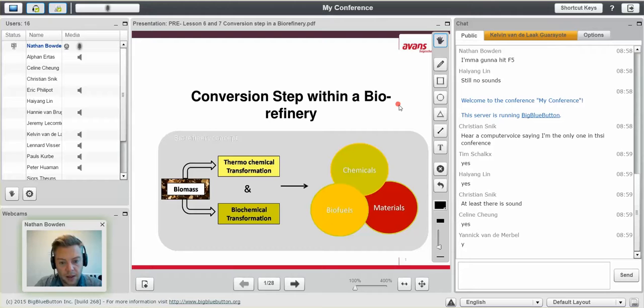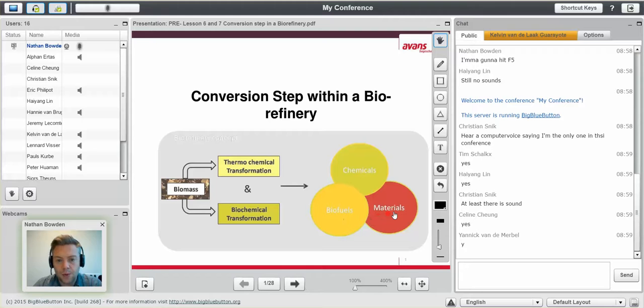And today we will finish this biorefinery course on the last and possibly most important part, the conversion step within a biorefinery. Okay, so here you have the biomass that you've defined, and you've selected what you want, so either the oils or the proteins or the amino acids, etc. You can either thermochemically transform or biochemically transform this biomass into chemicals, biofuels, and materials.